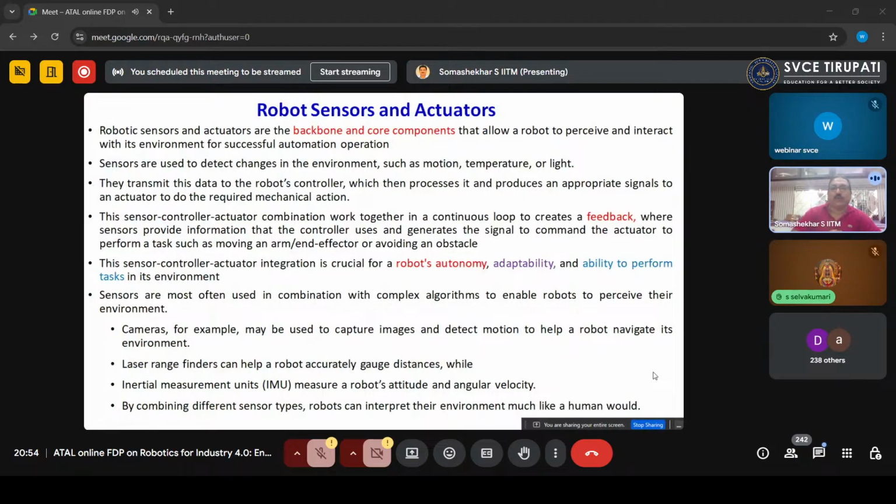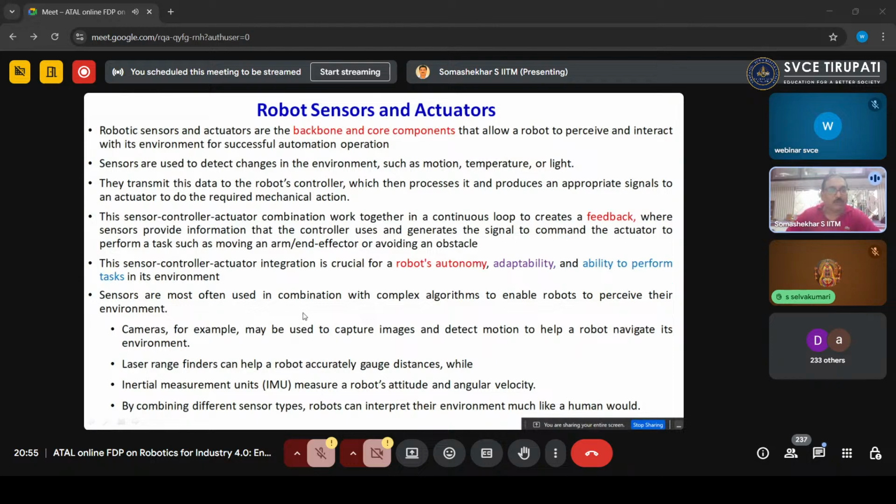The robotic sensors and actuators are the backbone and the core components that allow a robot to perceive and interact with the environment for successful automation. Sensors are used to detect changes in the environment, such as motion, temperature, or light. They transmit this data to the robot controller. The robot controller will process this sensor information. Then in turn, it will issue the signal to the actuator to do its work. And then there is feedback between all this. This sensor, controller, and actuator integration is crucial for robots' autonomy, adaptability, and ability to perform in the environment.